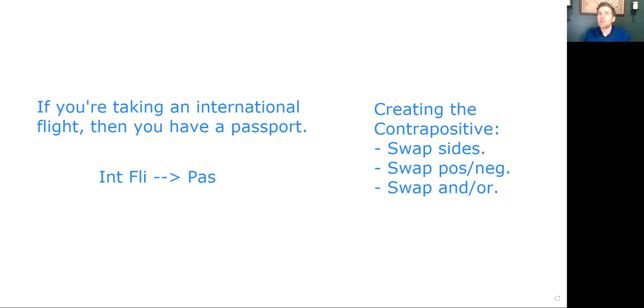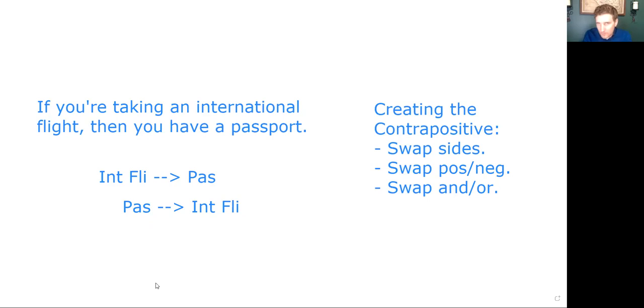To create a contrapositive, you're going to do three things, or at least you're going to check for three things. The first two you're always going to be doing, and the last one will only happen if there's an and or an or present. So first things first, we want to swap sides. Since the passport was previously on the right side, it's now going to go on the left side. International flight was previously on the left. Now it's going to be on the right. So we'd get passport, then international flight. Now notice that this by itself is not necessarily true. Just because you have a passport, that doesn't guarantee you're going to be taking an international flight. Hopefully, but we don't know.